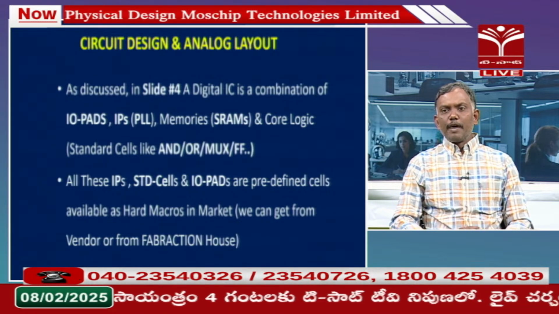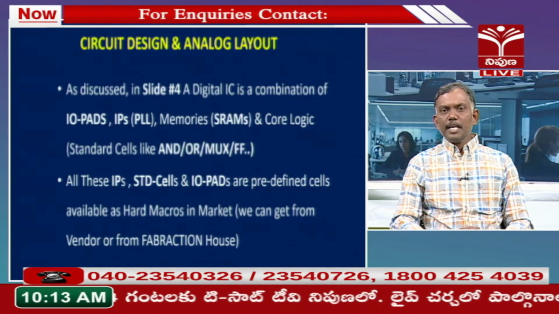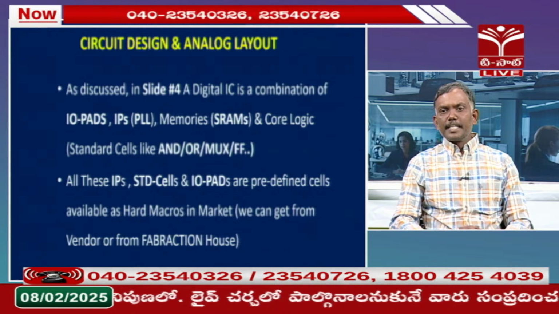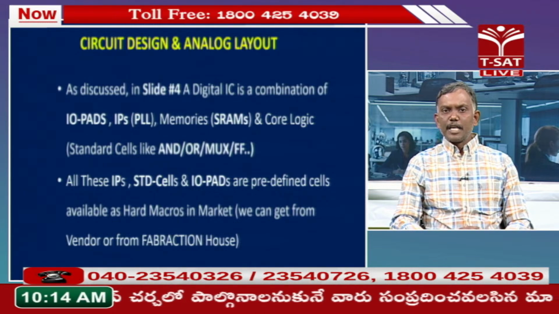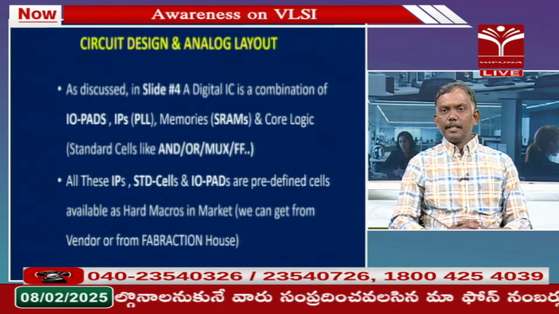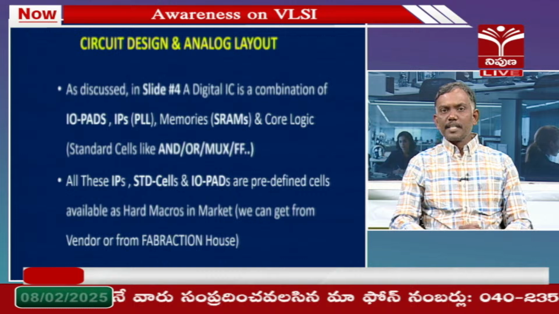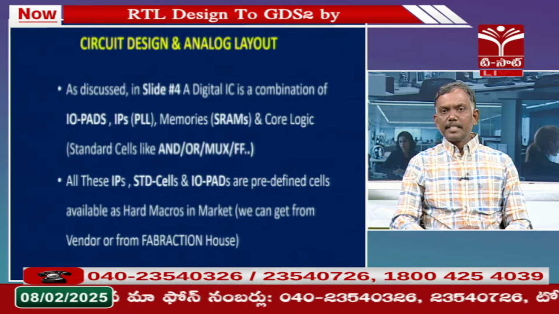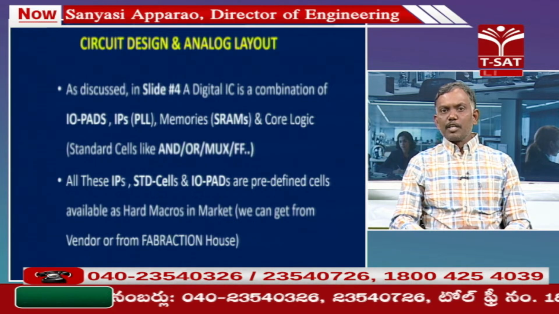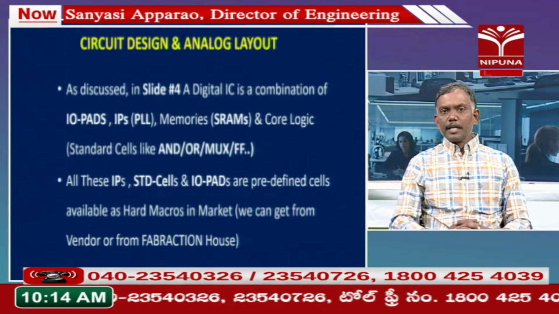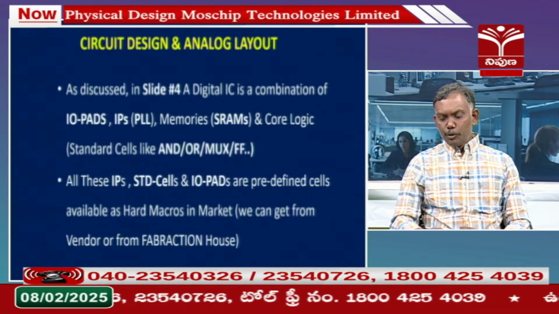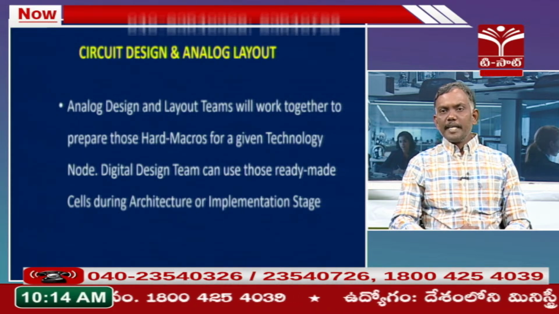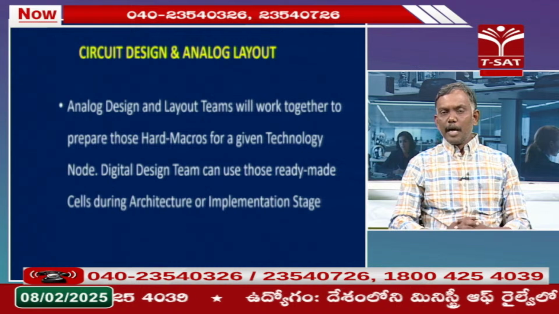If you take a fabrication house, for example TSMC is one of the famous fabrication houses. So, if you target a given technology node, we should prepare all these IP standard cells and IO pads and memories with the help of the analog design team and layout team. Means the analog design team and layout team initially work on these required components for a technology node. Those will be used by our digital team at architecture implementation levels, as available IPs.